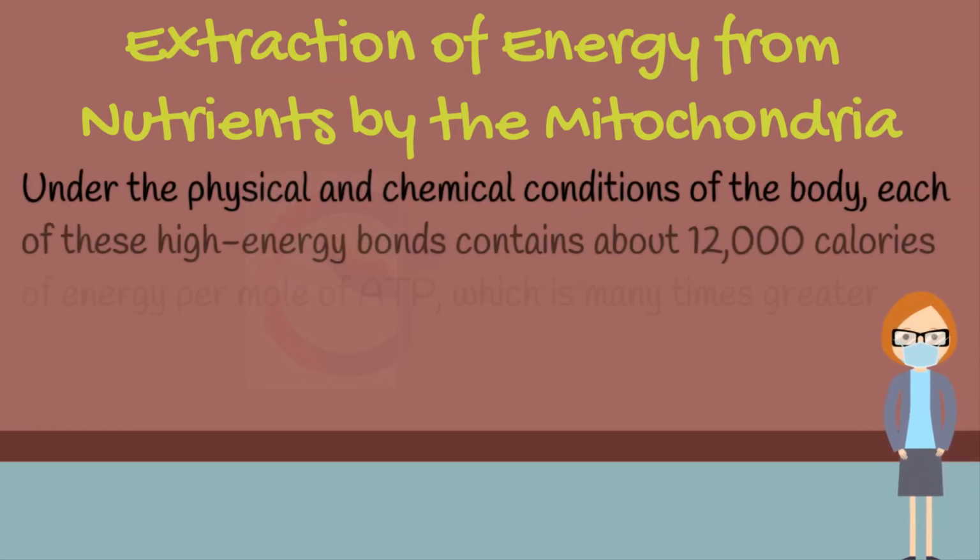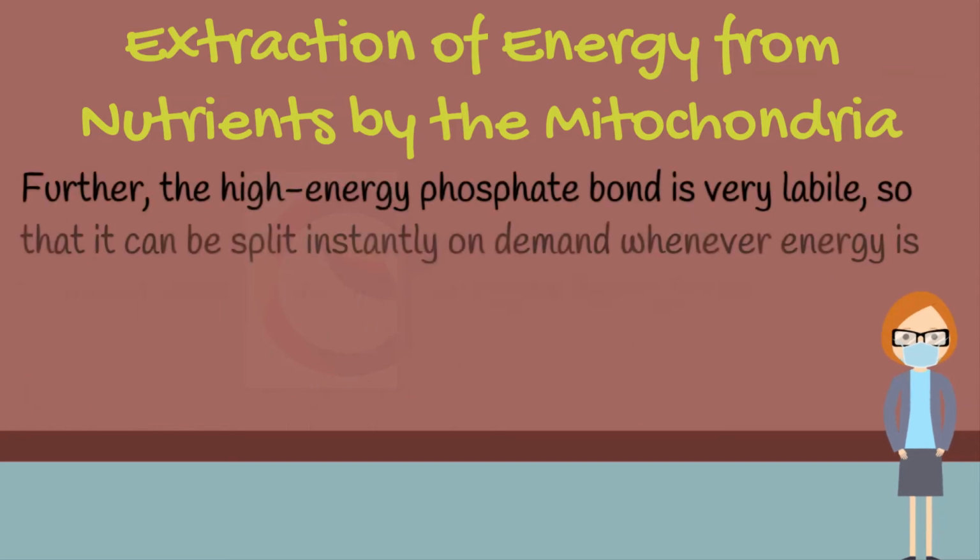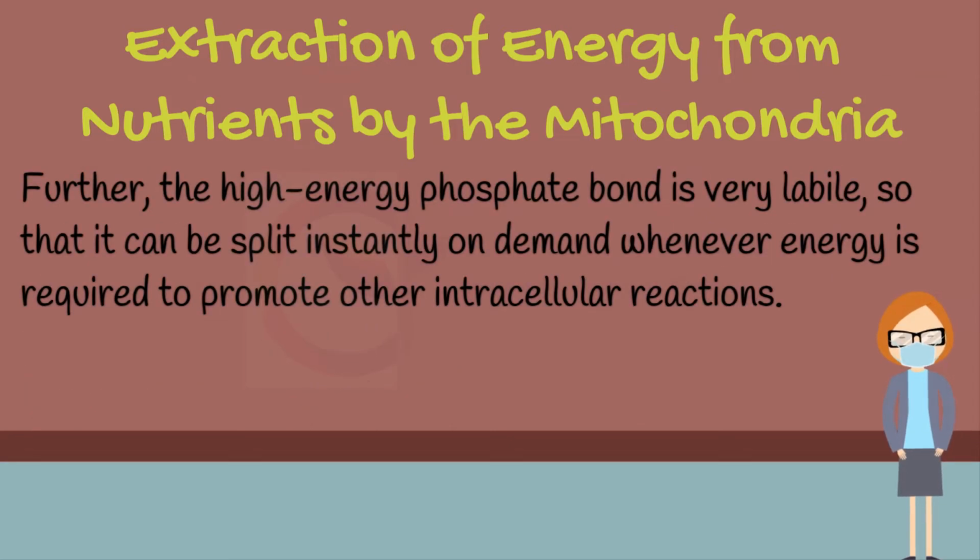Under the physical and chemical conditions of the body, each of these high-energy bonds contains about 12,000 calories of energy per mole of ATP, which is many times greater than the energy stored in the average chemical bond, thus giving rise to the term high-energy bond. Further, the high-energy phosphate bond is very labile, so that it can be split instantly on demand whenever energy is required to promote other intracellular reactions.